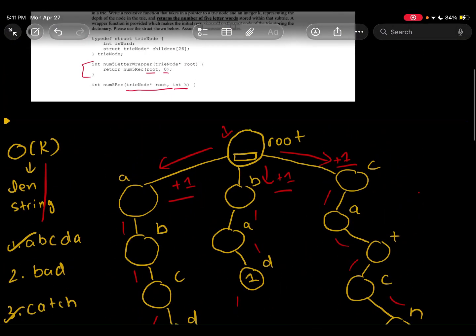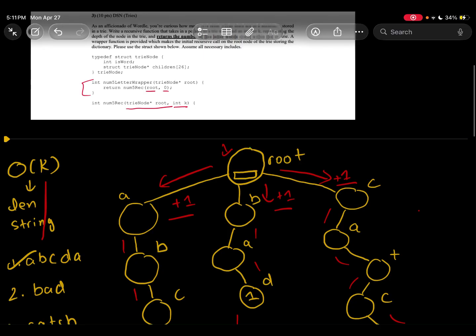And again, the more questions you solve for tries, the better you get at it. So hopefully you were able to understand it.